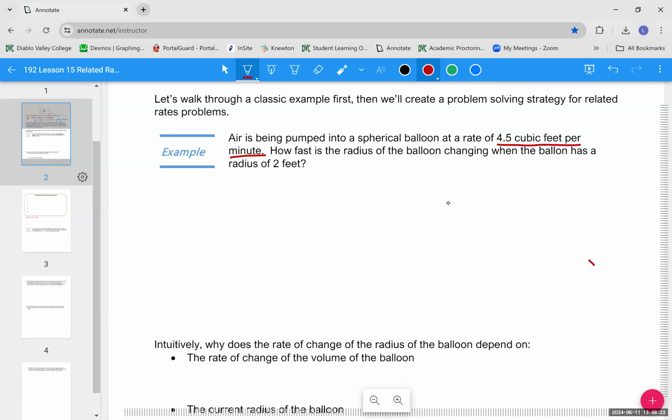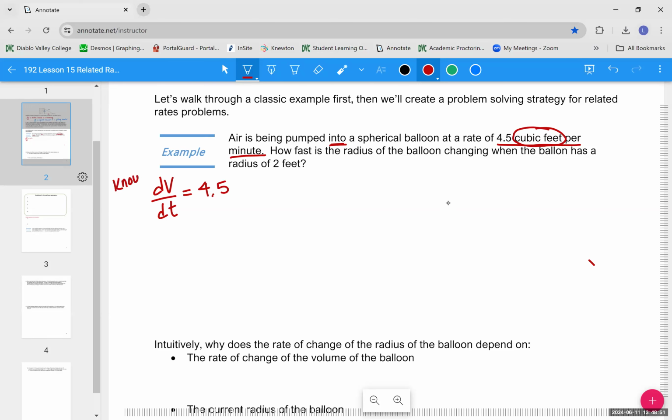So what is it that we're measuring here? If the air is being pumped in at a rate of 4.5 cubic feet, that's a big hint, per minute. That is a dV/dt. It's the change in the volume because it's in cubic feet per minute. And since the air is being pumped in, we know that this is a positive amount.